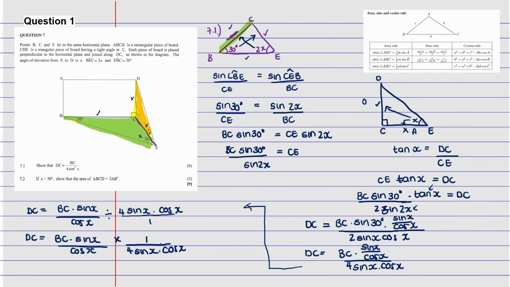Do you see the fact that since it's multiplication, the sines are going to cancel out? So in the numerator, you're going to be left with BC divided by 4 cos squared x, which is exactly what they want. So that's how you would do this question.